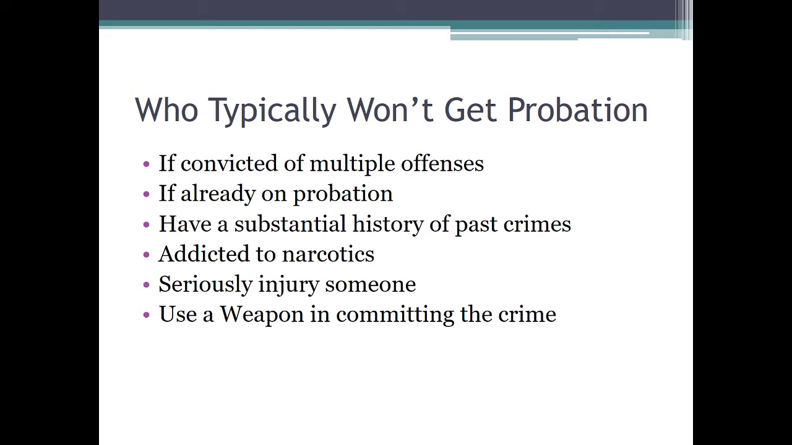Did you seriously injure someone? Once you've gone past the lowest level of harm or the lower levels of harm, and you go to something like North Carolina, for example, which has an offense called the maiming of the eye, ear, nose, or tongue. If you beat someone and put out their eye, or if you beat them so severely they became deaf in one ear, that would be serious enough that you probably would not get probation. Did you use a weapon in committing a crime? Many jurisdictions say once you're using a weapon, probation really goes out the window.